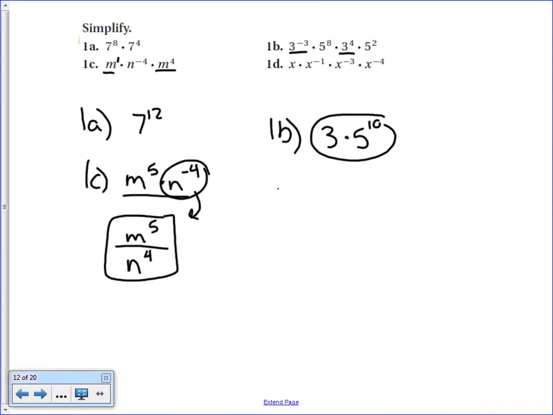All right, now 1d. So I have an x and x and x and x. So x to the 1 and x to the negative 1. So that means I have an x to the 0. And then an x to the negative 3 when I add the x to the negative 3. And then x to the negative 7 when I include that last one there. So x to the negative 7th. Remember, I don't want a negative exponent. So that's got to move to the bottom. So I have a 1 over x to the 7th.